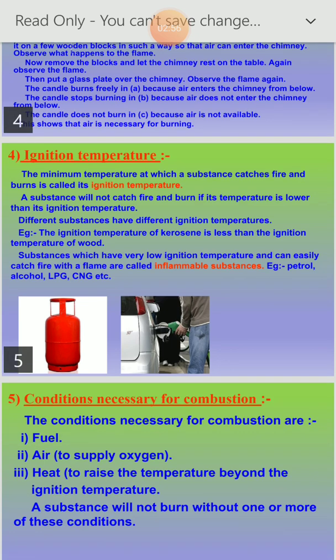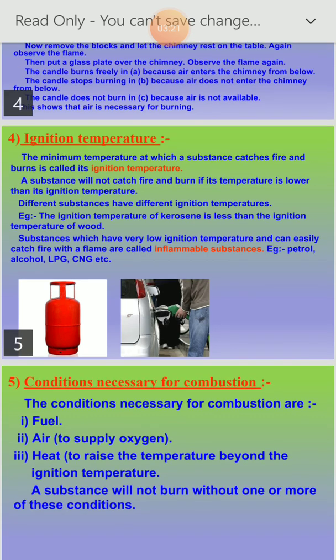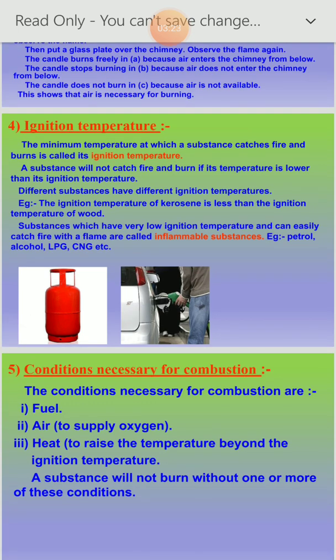Substances which have a very low ignition temperature and can easily catch fire with a flame are called inflammable substances. Examples: petrol, alcohol, LPG, CNG. Their ignition temperature is very low, so they catch fire very easily.